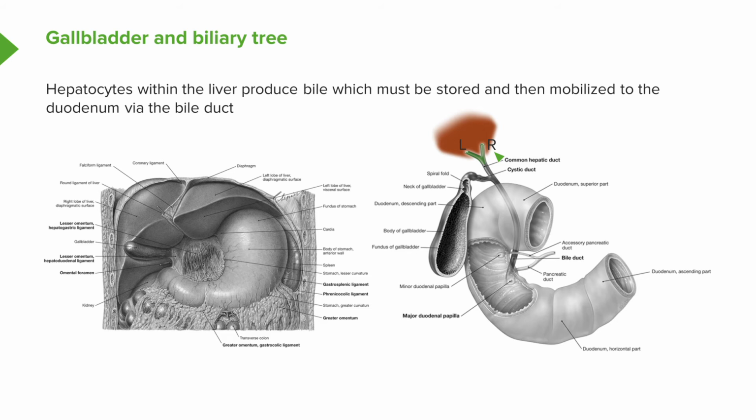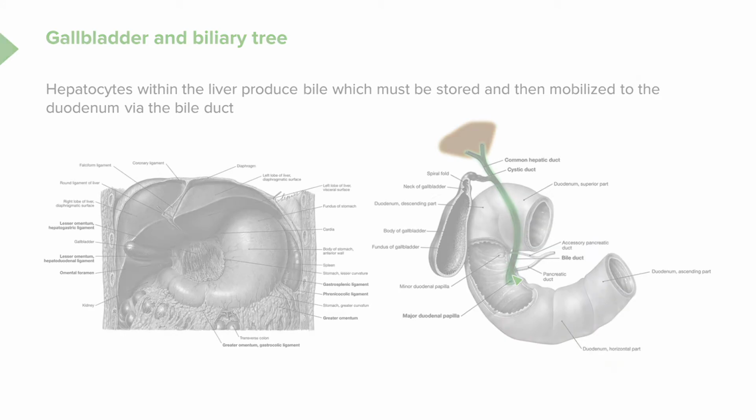Now, it usually does this by passing all the way down to the duodenum first. So here we've got the bile duct. The bile duct is formed by the union of the cystic duct here and the common hepatic duct. Where these two unite, we find the bile duct. So what's happening? Bile is produced in the liver. Bile then runs all the way down through the bile duct towards the duodenum.